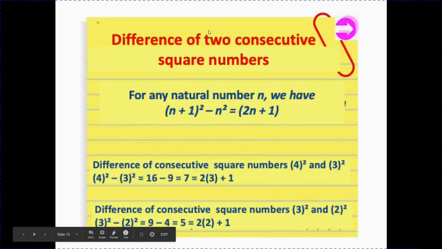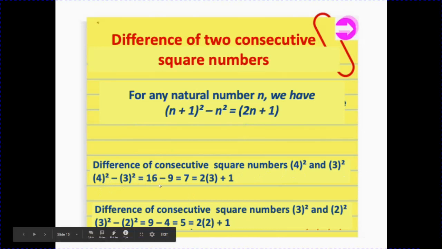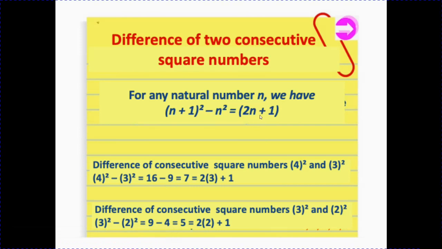Difference of two consecutive square numbers. Let's find the difference of two consecutive square numbers. Take the example of 4 to the power of 2 and 3 to the power of 2. First we find their squares. 4 times 4 is 16 and 3 times 3 is 9. Now 16 minus 9 gives 7. Here the formula is 2n plus 1, which is 2 times 3, the second number, plus 1. What is 2 times 3 plus 1? 7. 7 equals 7, right?